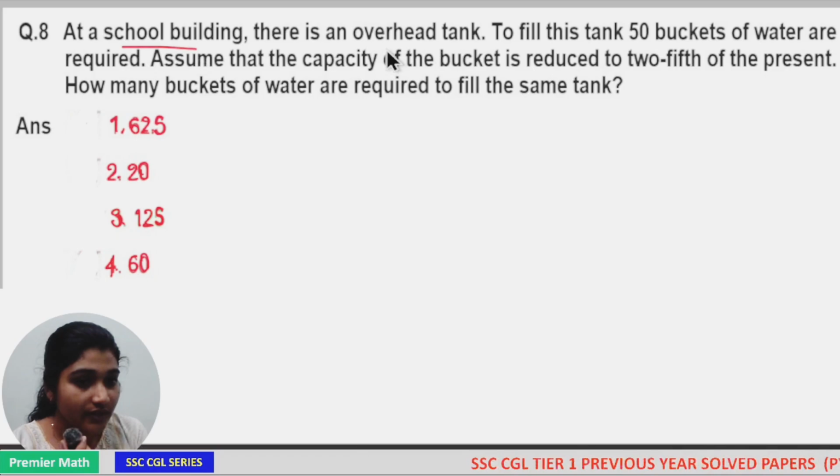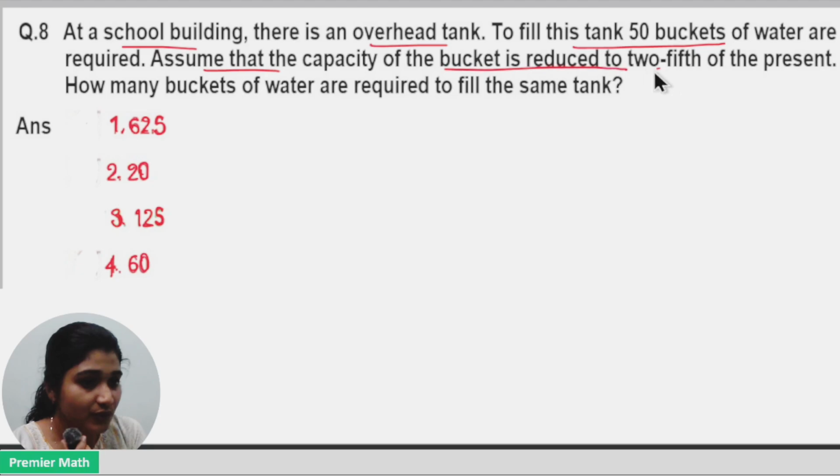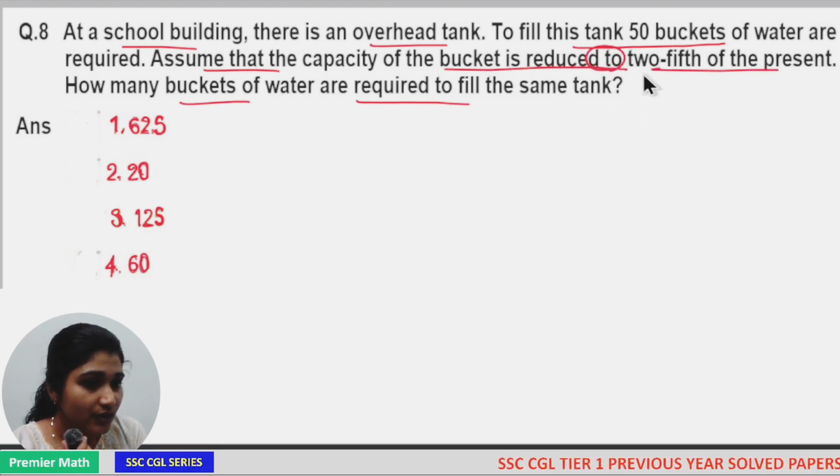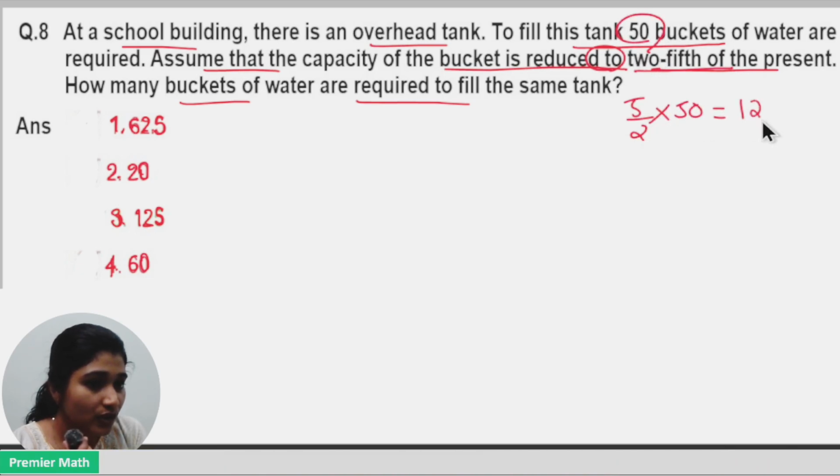At a school building, there is an overhead tank. To fill this tank, 50 buckets of water are required. Assume that the capacity of the bucket is reduced to 2/5 of the present. How many buckets of water are required to fill the same tank? Here this is reduced to 2/5, so take the inverse of that. That is 5 by 2 of the total 50 buckets needed, which is equal to 125 buckets. Option 3 is your answer.